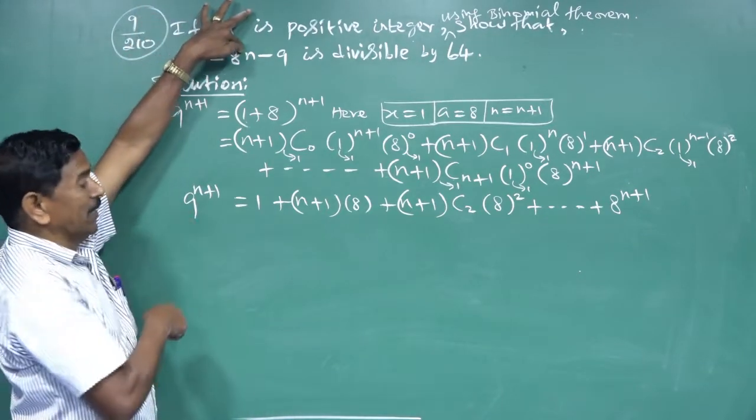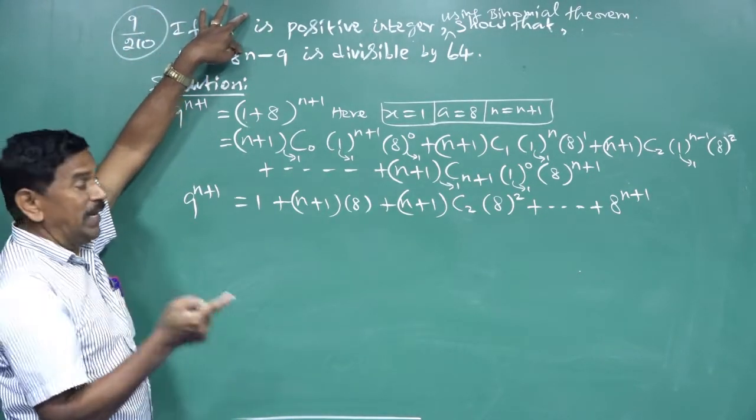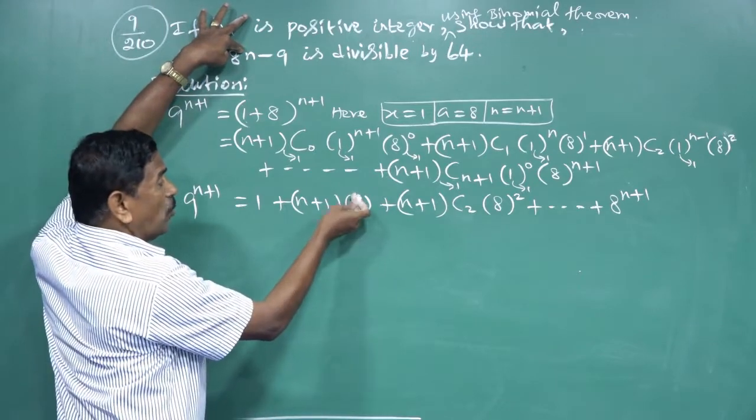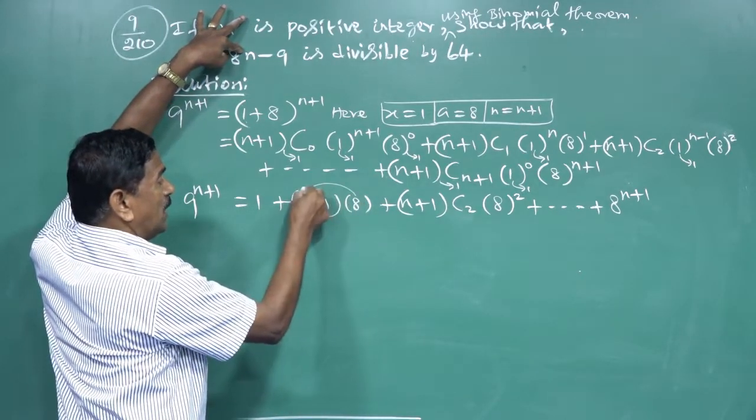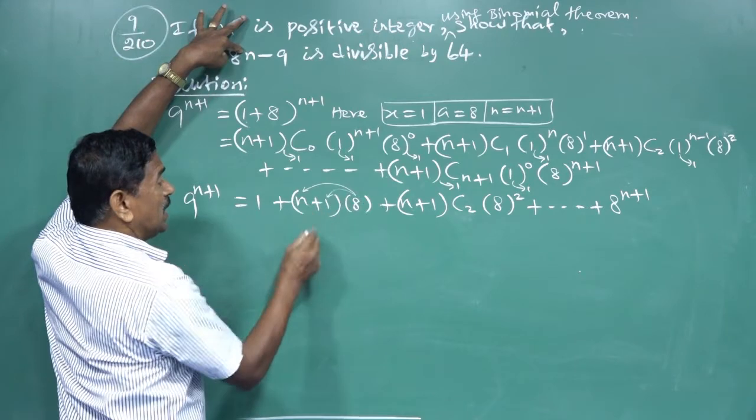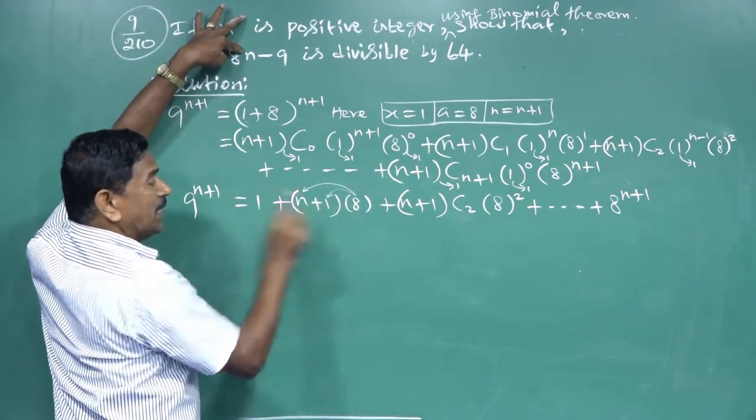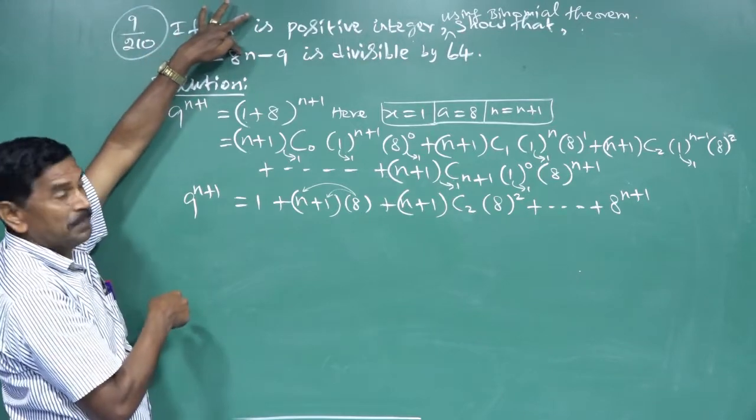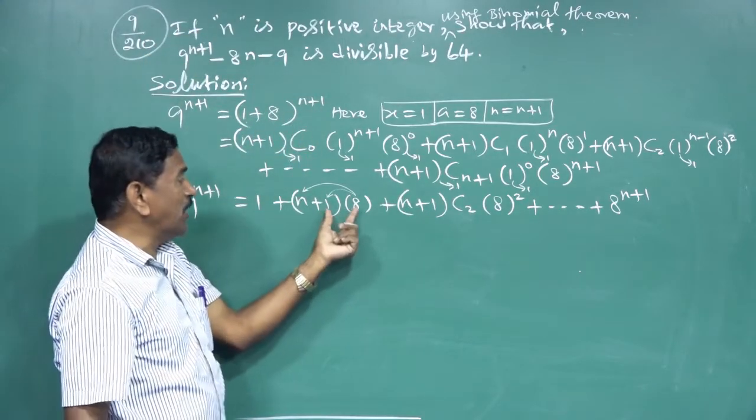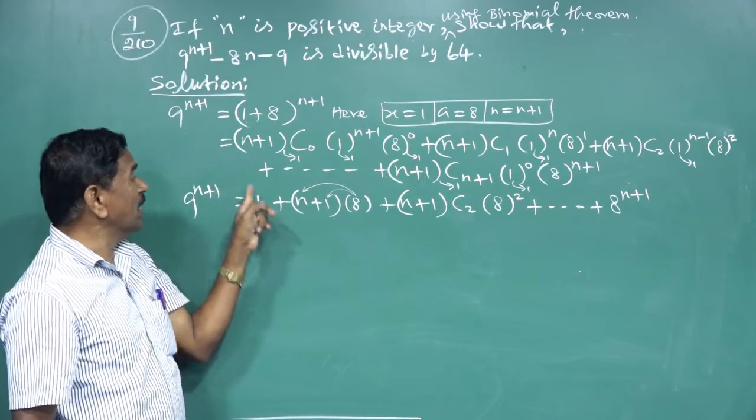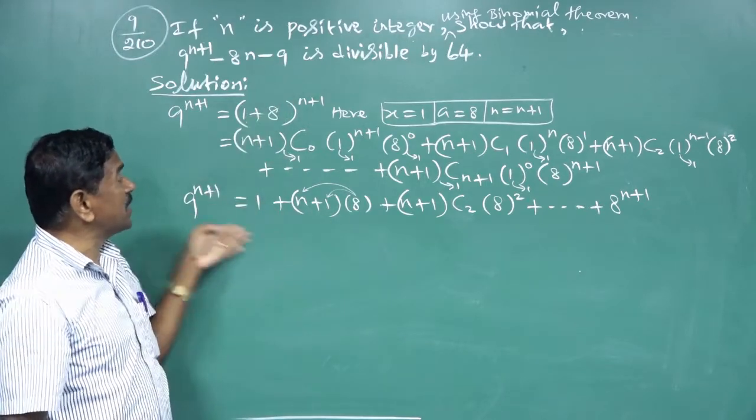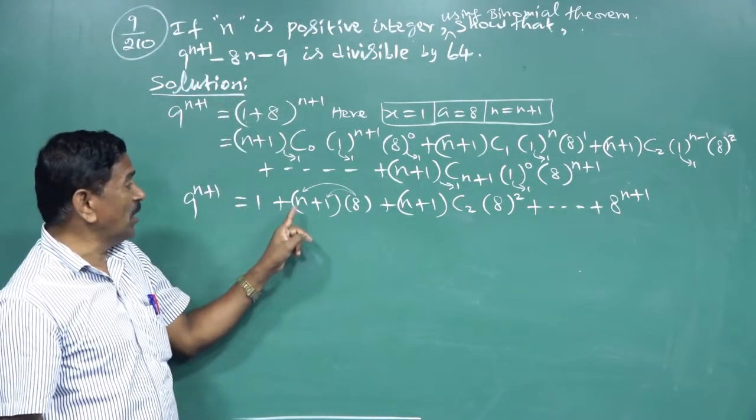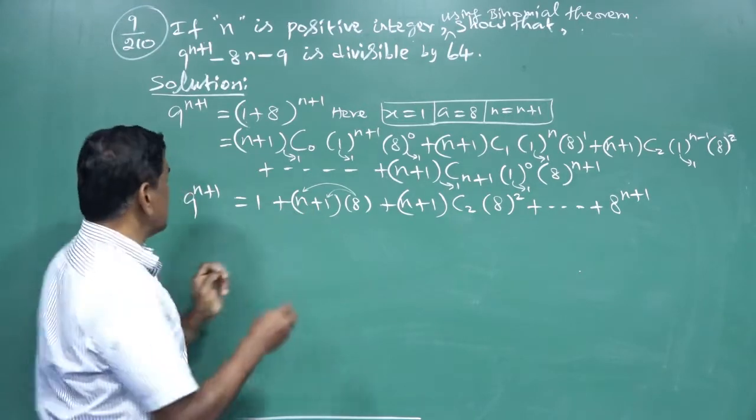Next, I need 8n. When we are going to get 8n, this 8 is going to multiply inside, we get 8n plus 8. So this 8n comes to the left side, we get a minus 8n. Also, here 1 into 8 is 8, 8 plus 1 is 9. So this 9 comes to the left side, we get a minus 9. Now I want to simplify. The simplification is very simple.